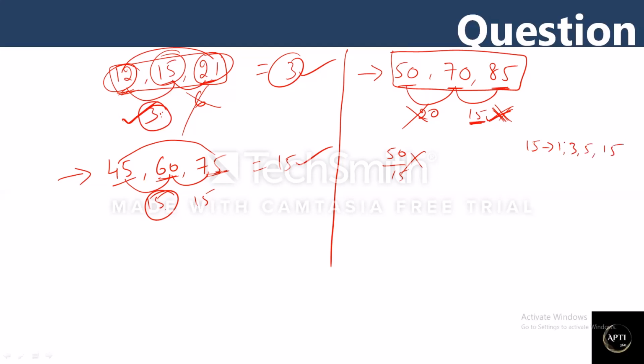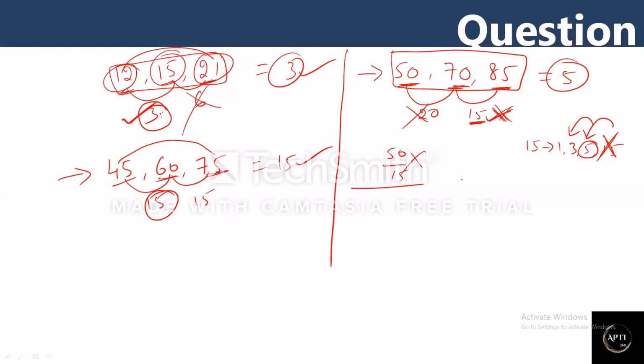Clear? So if 15 is not satisfied, we need to consider the next factor. 15 is not satisfied, the next factor is 5. Now we cross-check with 5. Is 50 divisible by 5? Yes. Is 70 divisible by 5? Yes. Is 85 divisible by 5? Yes. So the highest common factor is 5. Suppose 5 was also not satisfying, then we would go with the next factor, 3. Like that we need to go.